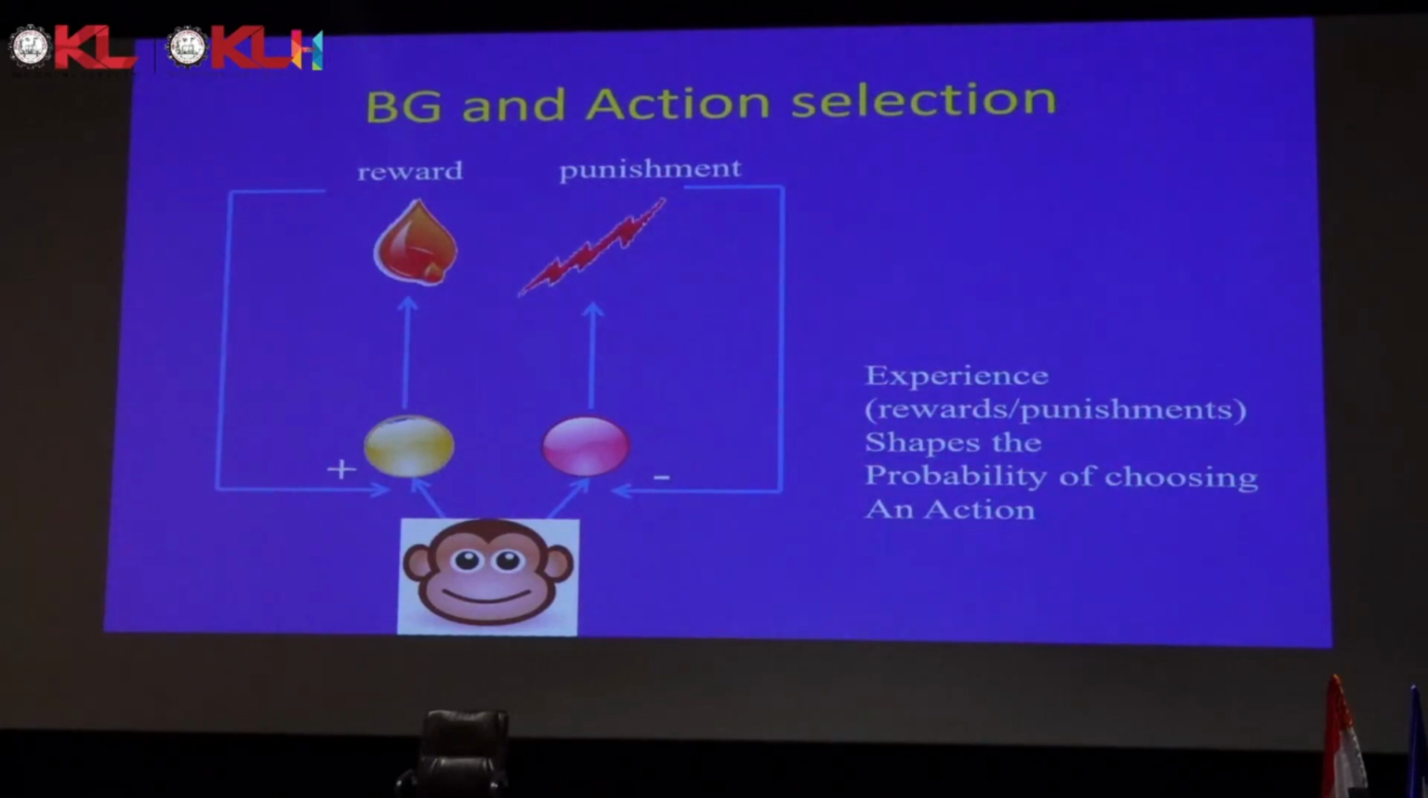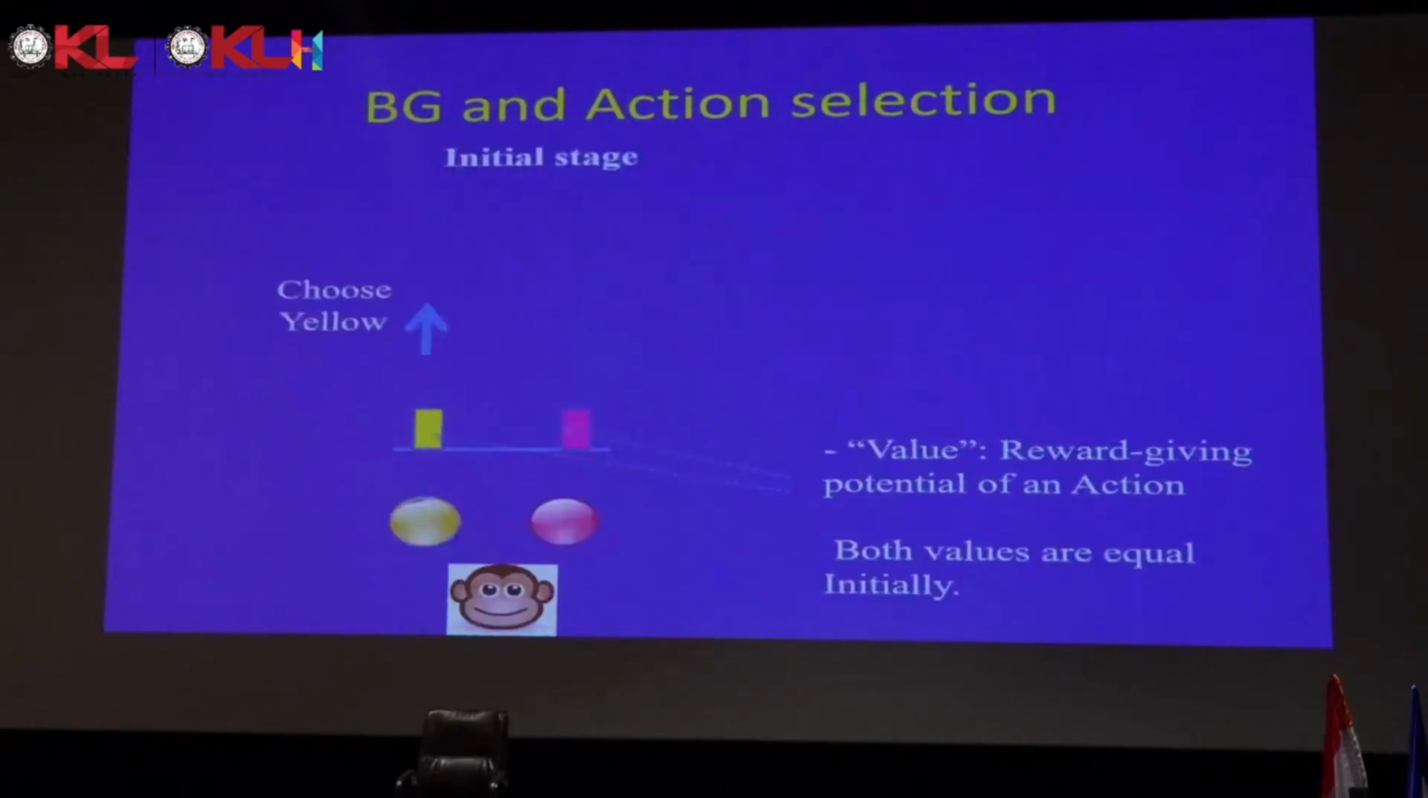And how do animals or agents learn by reinforcement? Let's imagine a hypothetical situation where an animal is presented with two choices: pressing a yellow button or pressing a red button. If it presses the yellow button, it gets some juice, which is reward. If it presses the red button, it gets a shock, which is punishment. But the animal doesn't know that initially. It thinks both are equally good. So its weightage for both these choices is equal initially.